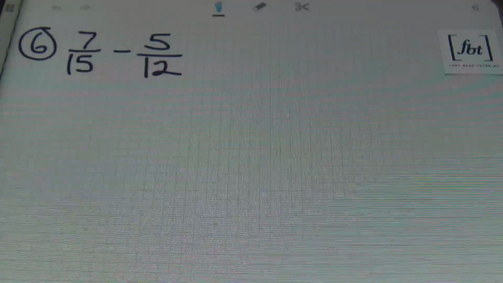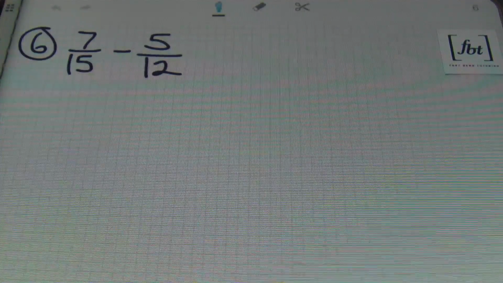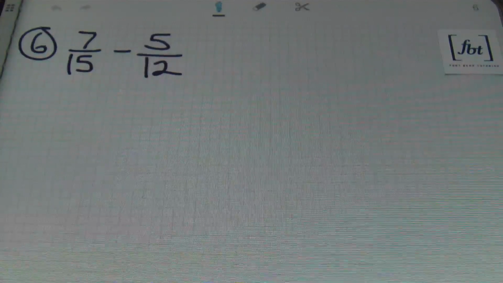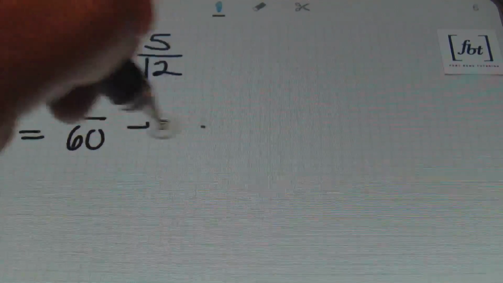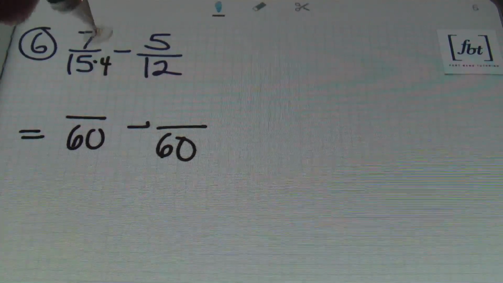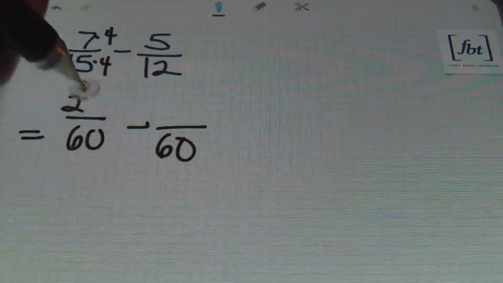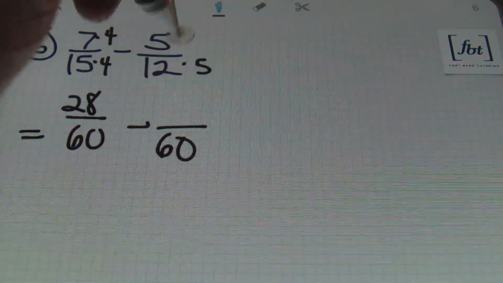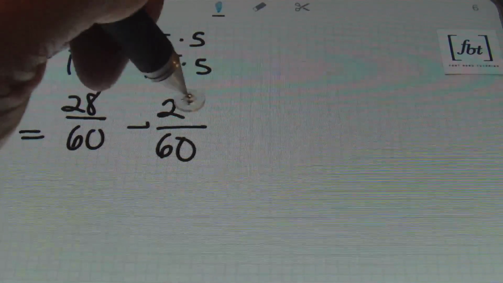Number 6, we have 7 15ths minus 5 12ths. The first number that 15 and 12 have in common is 60. Yep. 60, ladies and gentlemen. 15 was multiplied 4 times to get 60. So 7 times 4 gives me 28. 12 was multiplied 5 times to get 60. So 5 times 5 is 25.